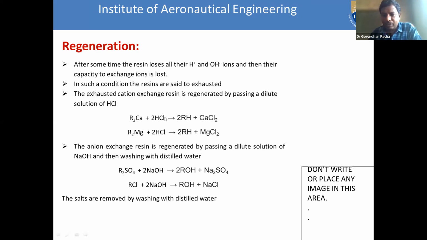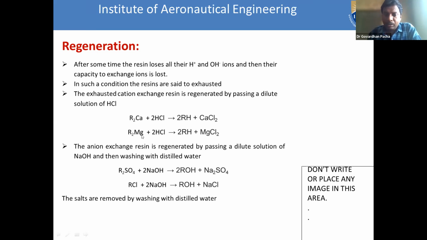R2Ca reacts with hydrochloric acid to give a refreshed cation exchange resin, RH, and the byproduct is calcium chloride, CaCl2. By balancing the chemical equation, R2Ca reacts with 2 moles of hydrochloric acid to give 2 moles of RH, that is, the refreshed cation exchange resin.